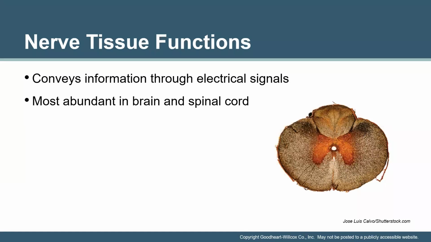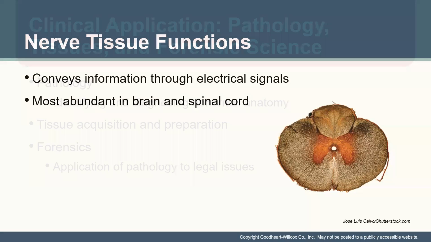When we're discussing the function of nerve tissue, its primary role is to convey information. And this is done via, yes, electrical signals, but then that inspires the release of certain chemicals. And we find it in the brain and the spine, but also within peripheral nerves throughout the body.